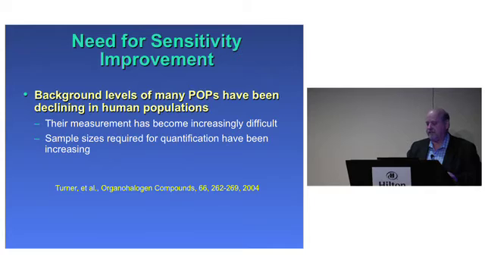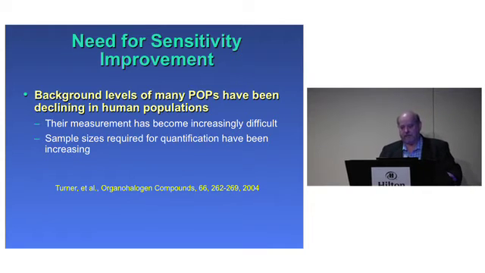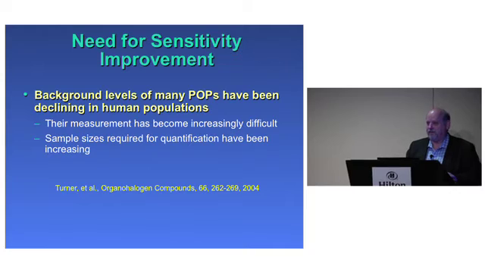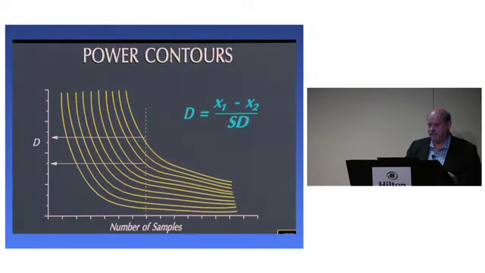The background levels have been declining, and their measurement is becoming increasingly difficult. So the sample sizes required have been increasing instead of decreasing. So one of the things we need to do is take a harder look at sensitivity.